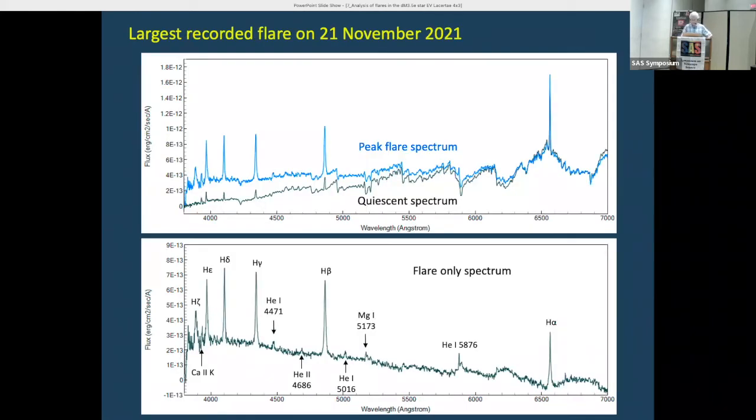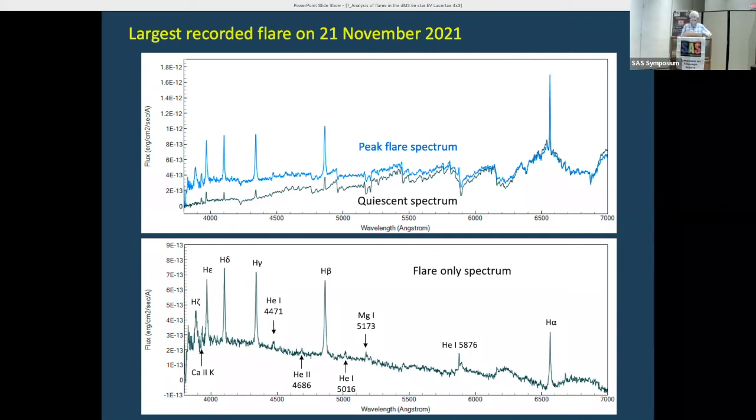Okay. So here I've taken as an example the largest flare that we recorded on the 21st of November. In the top plot, in gray is the mean quiescent spectrum that we observed before the flare went off. And above it, I've shown the peak flare spectrum. So that was the spectrum recorded at the highest point of the flare.